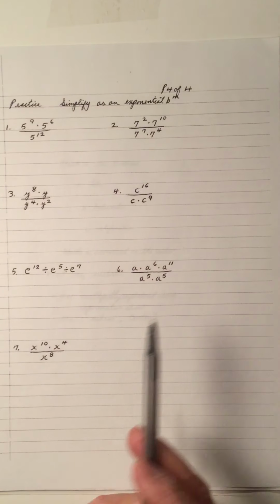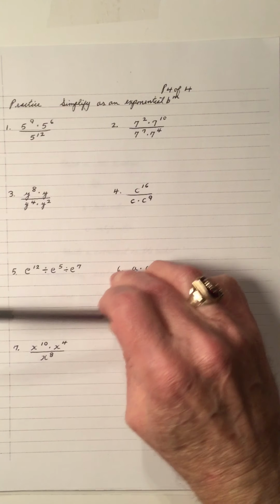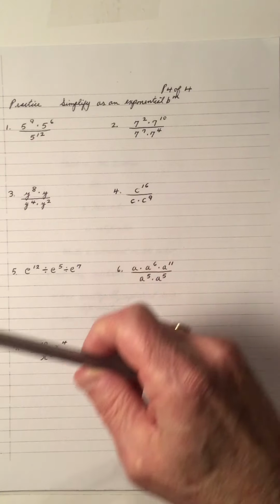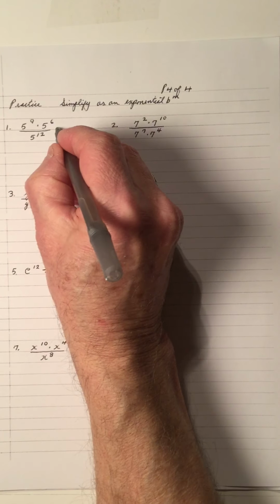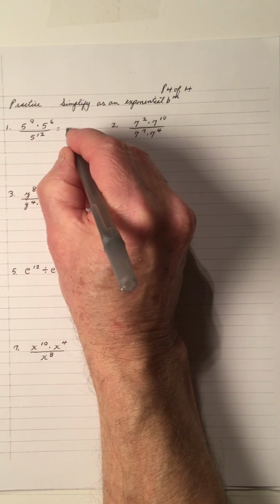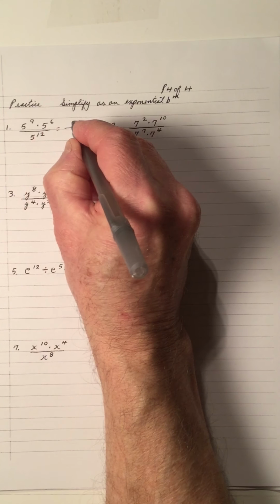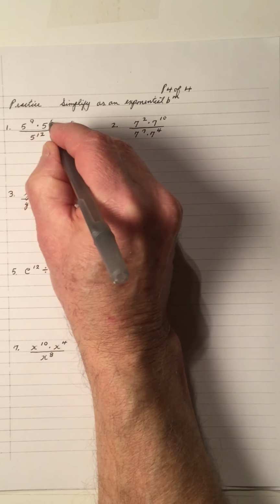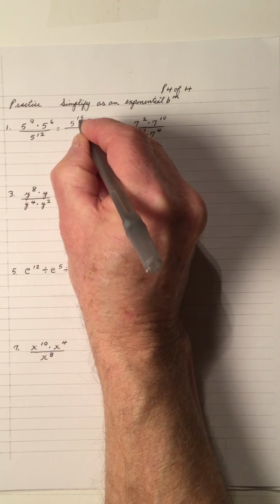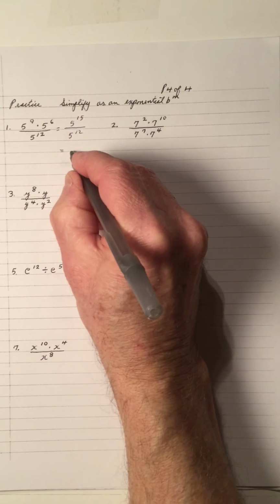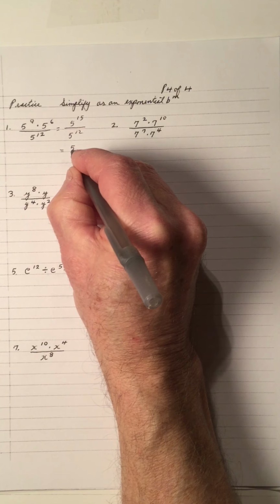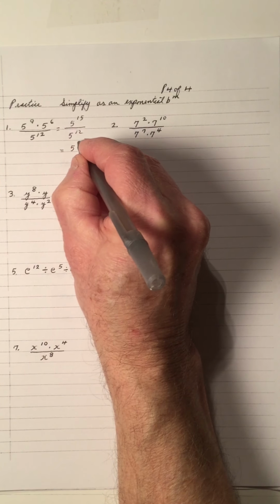And again, this is a practice. Practice means pause the video, work these 7 out, and when you get them done, play it back to see if you're right. Okay, here we go. We're multiplying on the top, so we have the same base 5, so 9 plus 6 is 15, all over 5 to the 12. Because we're dividing with the same bases, we write down the base, and we subtract. 15 subtract 12 is 3.